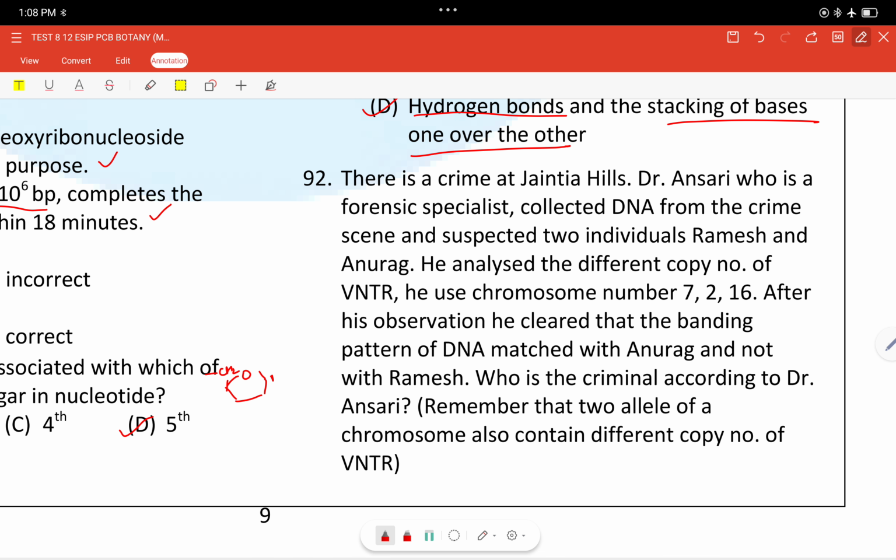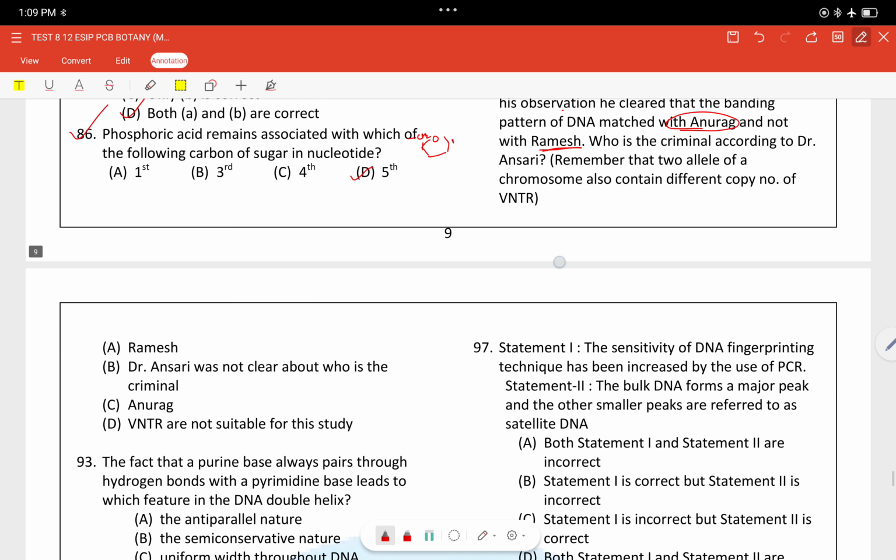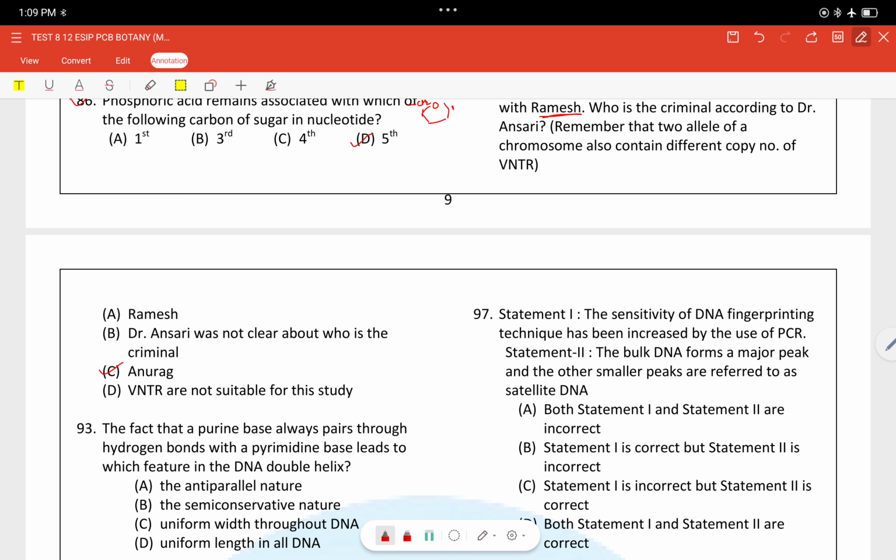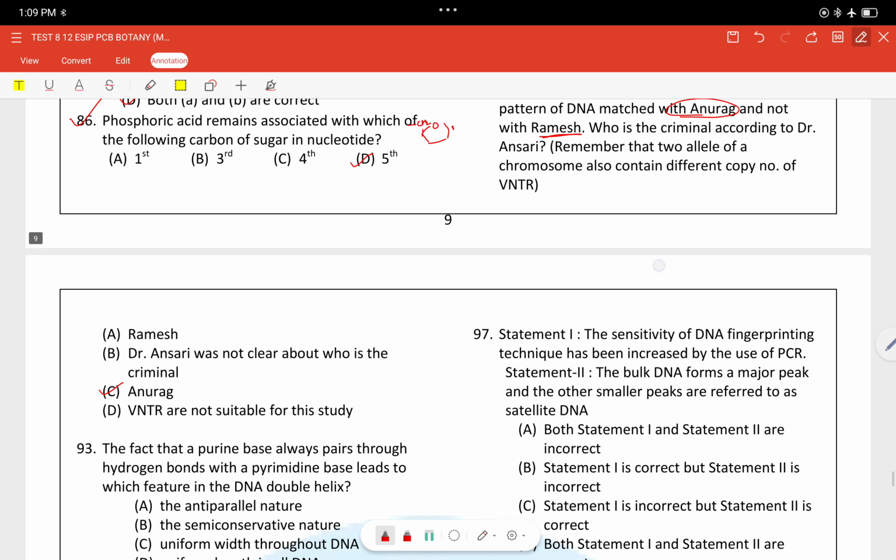There is a crime at Jantia Hills. Dr. Ansari, who is a forensic specialist, collected DNA from the crime scene and suspected two individuals, that is Ramesh and Anurag. He analyzed the different copy numbers of VNTR. He used chromosome numbers 7, 2 and 16. After his observation, he cleared that the banding pattern of DNA matched with Anurag and not with Ramesh. That means who is the criminal according to Dr. Ansari? That is Anurag.